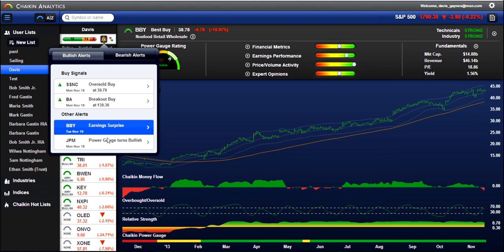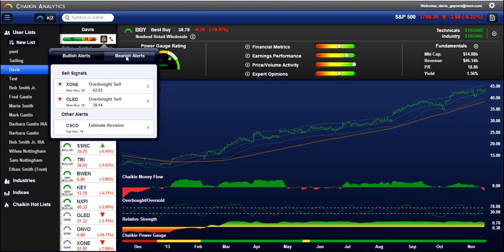The third type, which I don't see right here, would be an earnings revision. That's when an analyst has revised his or her earnings estimate for a particular stock enough to move the consensus earnings estimate by 2 cents or more. And then if I click bearish alerts, I'll get the same sort of alerts. In fact, here's an estimate revision right here that is negative rather than positive.